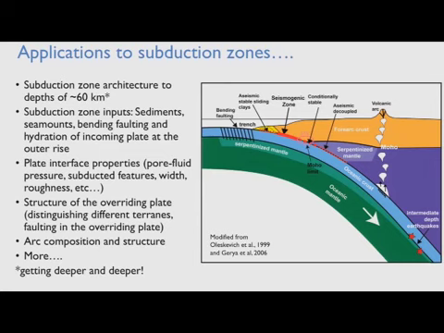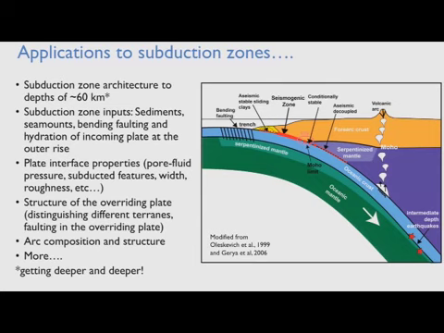We can have constraints on the overall architecture of the subduction zone, both along the megathrust and beneath the arc to depths of 50 or 60 kilometers. This is getting deeper all the time. I'll show you an example of reflection imaging of the LAB if I get a chance.